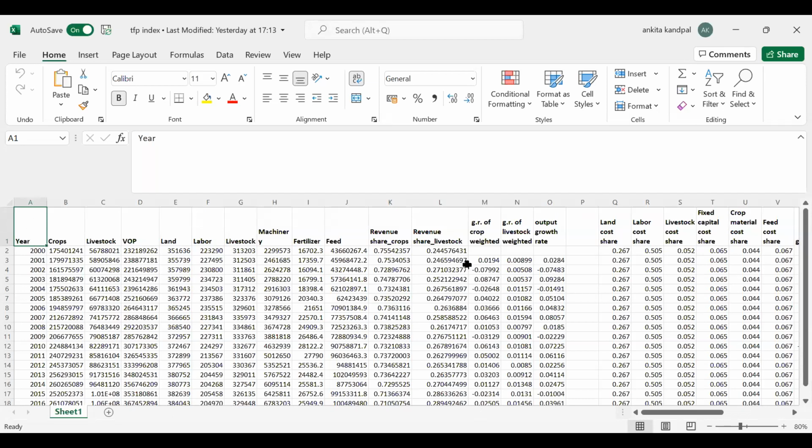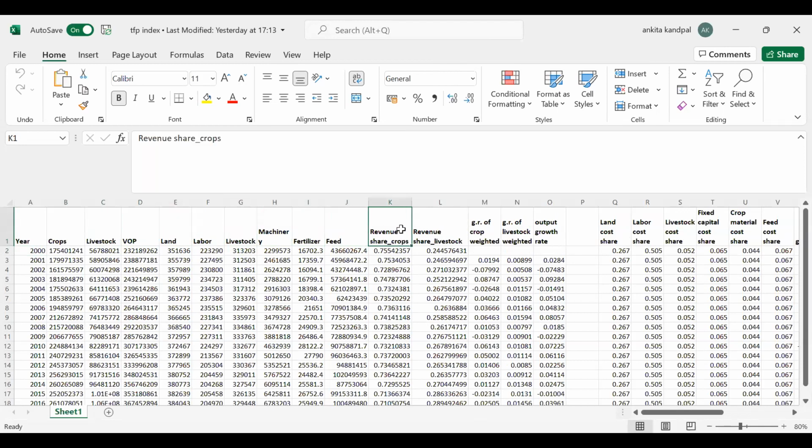So the first column is year, from 2000 to 2018. The second one is the value of crops. The third is the value of livestock. Then the value of output, combined, both crop and livestock. Then these are quantities of land, labor, livestock, machinery, fertilizer and feed.